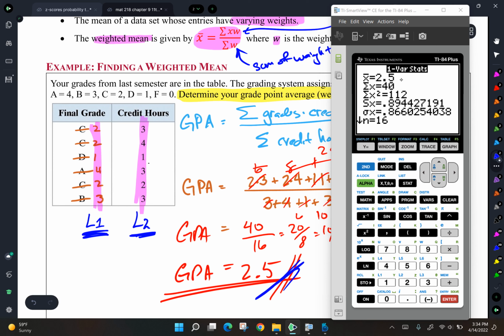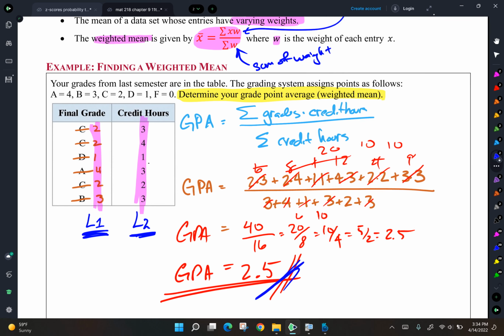In this problem, it wasn't that much work to do it by hand, but if I had several semesters' worth of grades, maybe it might get too much to do by hand. Okay? That's a weighted mean.